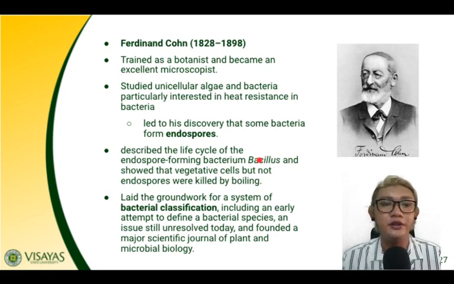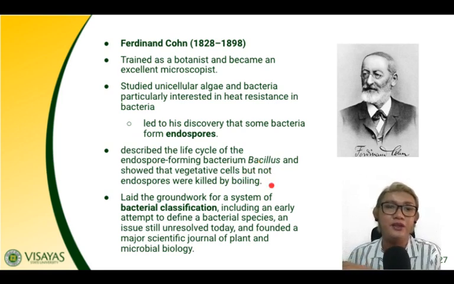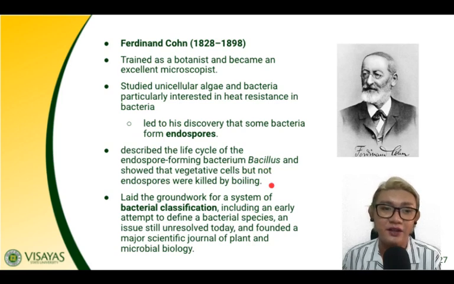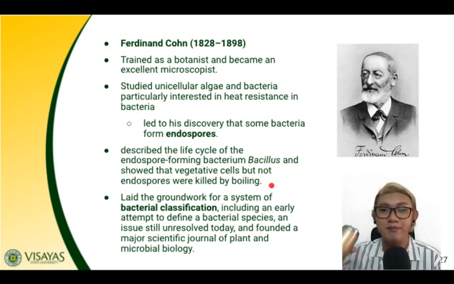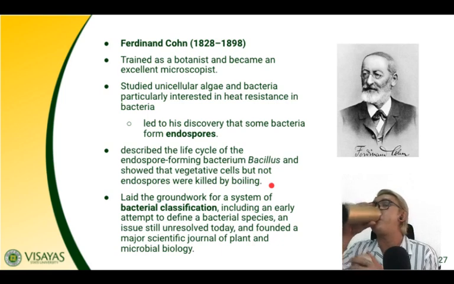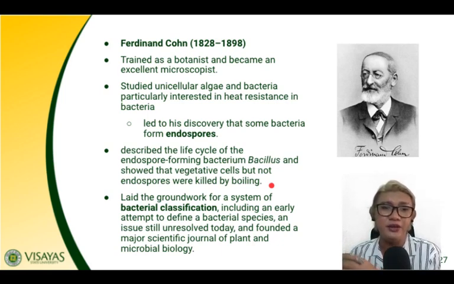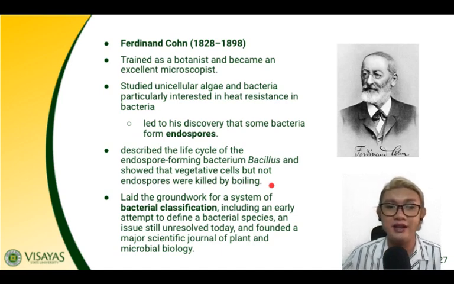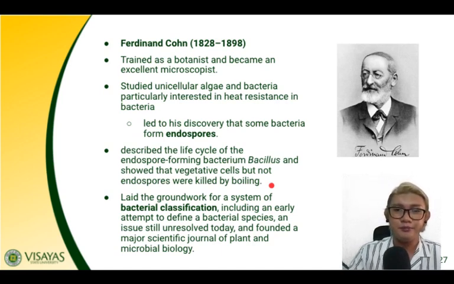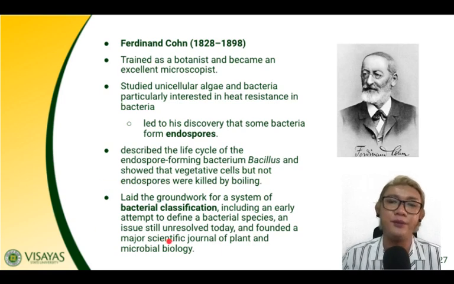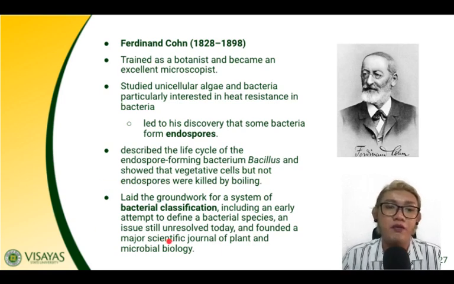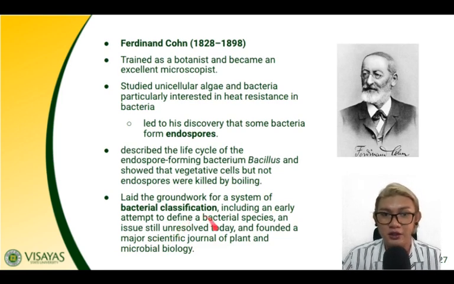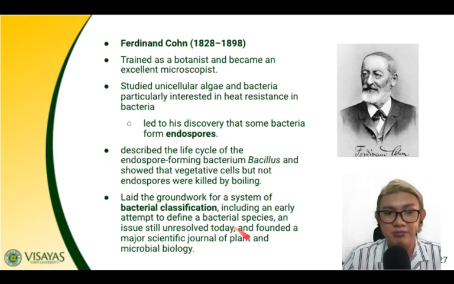Ferdinand Cohn also described the life cycle of an endospore-forming bacterium, the Bacillus. He showed that vegetative cells, but not endospores, were killed by boiling. He was instrumental in laying the groundwork for a system of bacterial classification, including an early attempt to define a bacterial species.